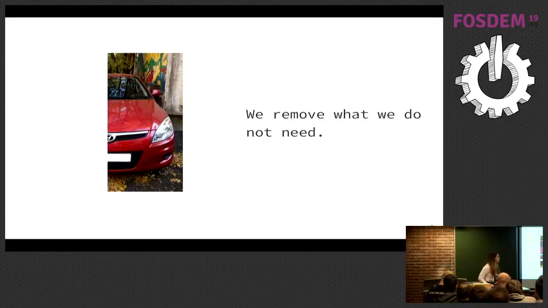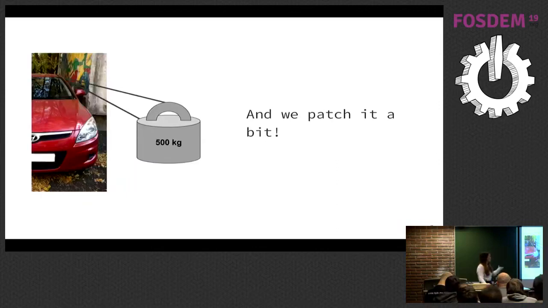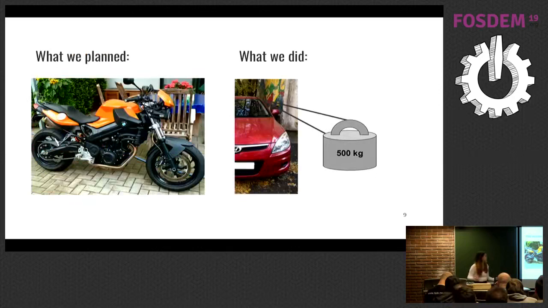Now, the car is too complex, so we start removing the components that we do not need, and we soon face a serious problem. The motorcycle will fall down, so we have to add some weight to balance it, which means that we patch it a bit. Next, we are at the end of our project, and we compare what we wanted to build with what we actually built, and we are not really satisfied with the result. So even though the car was super great, our motorcycle is not ideal.